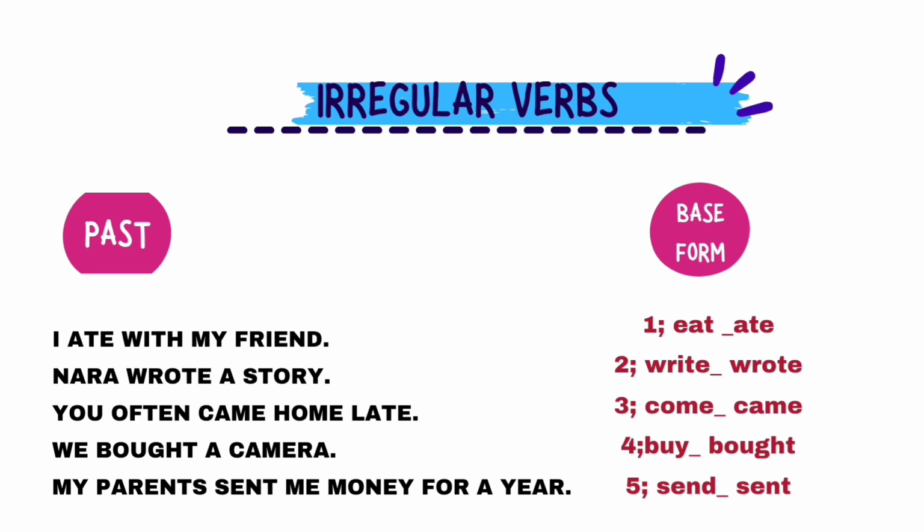The verb here is come, and it's been changed to came. You'll notice that we had the word often to show a habit. We bought a camera. The verb here is buy, and it's been changed to bought to show the past simple tense. And finally, my parents sent me money for a year. Here, the verb sent is the past tense of send. Here we also see for a year. This shows duration. Let's move on.